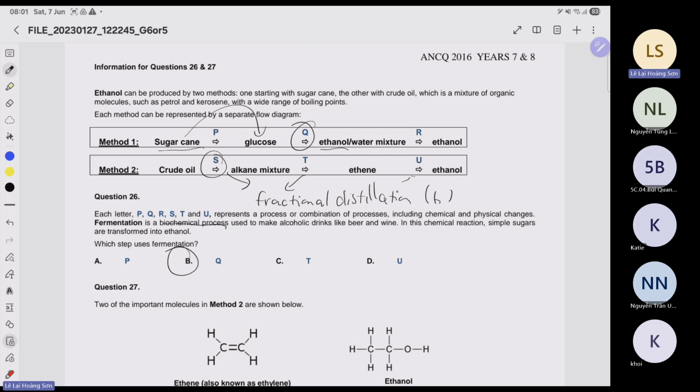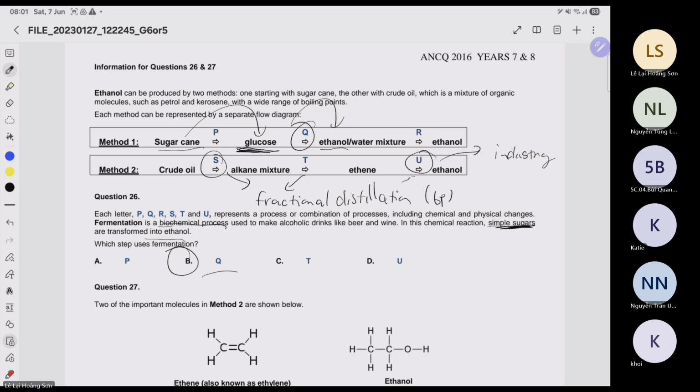And the last step is the chain from ethene to ethanol. Yes, that is definitely a chemical reaction. However, fermentation is a biochemical process to make beer and wine. In this process, simple sugar like glucose is transformed into ethanol, right? So Q is the answer. It's not U. Later on you will learn that U is actually the industrial process to make ethanol, but it's not a biological process because we do not use any living organism to catalyze this reaction.